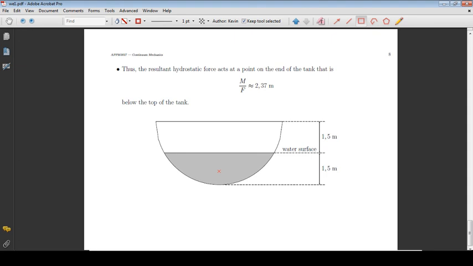Dividing the moment of the resultant hydrostatic force by the resultant hydrostatic force, we have that the center of pressure is approximately 2.37 meters below the top of the tank.